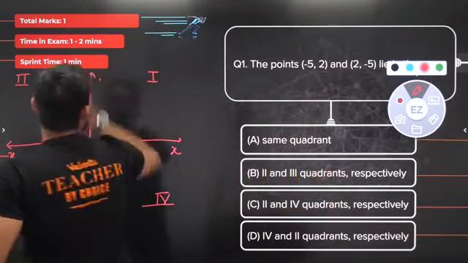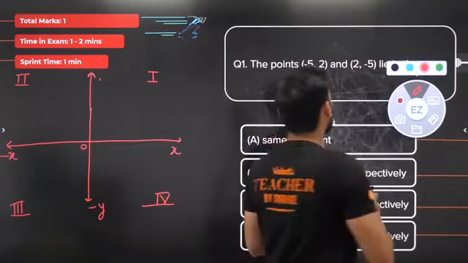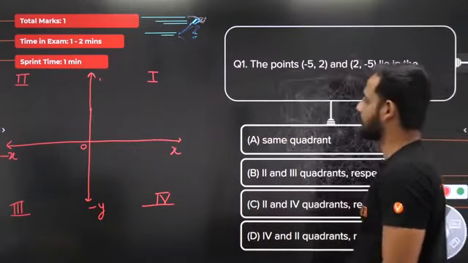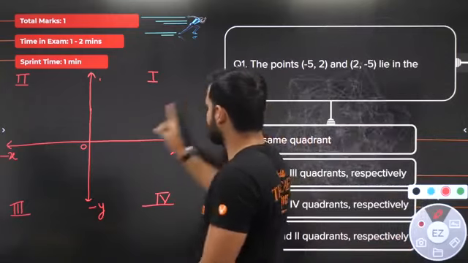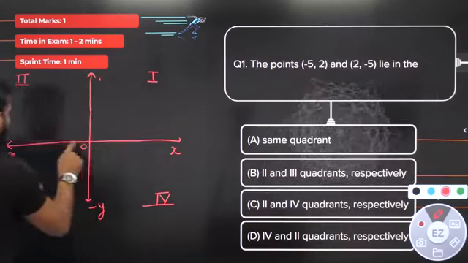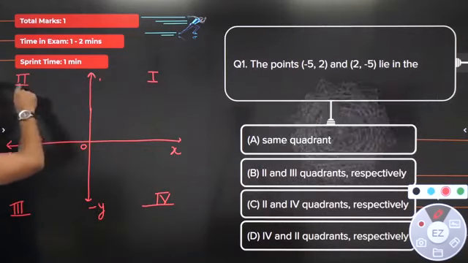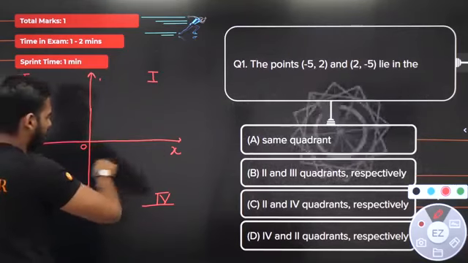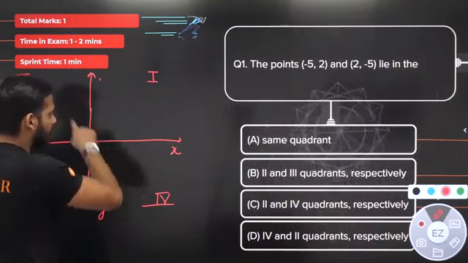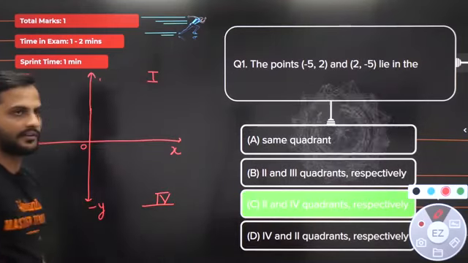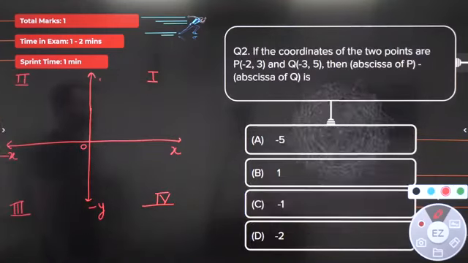Now let's understand the points (-5, 2) and (2, -5). See very clearly, where does (-5, 2) go? -5 means negative x-axis, y coordinate is positive, so between this part, which is the second quadrant. And (2, -5): x positive, y negative, so fourth quadrant. So second and fourth quadrant. The correct answer is option C, second and fourth quadrant respectively. Right, let's move to the next question.